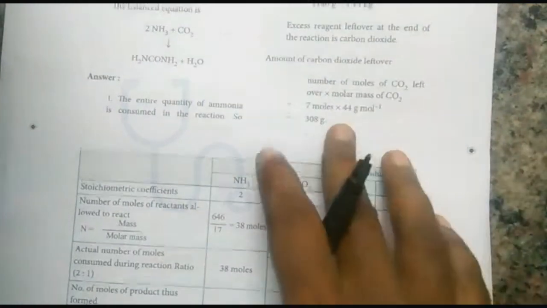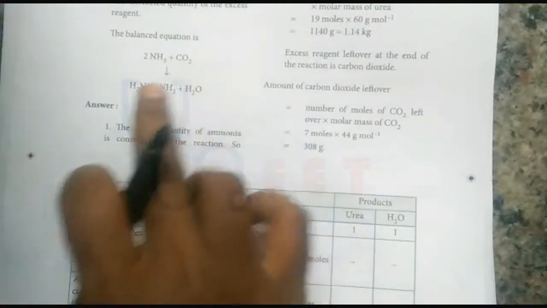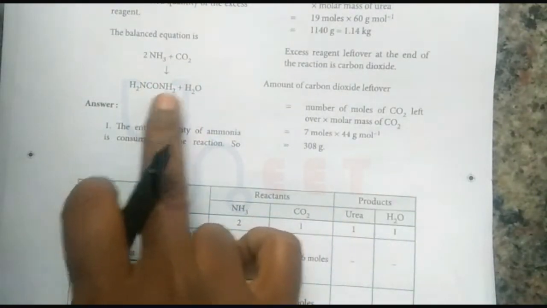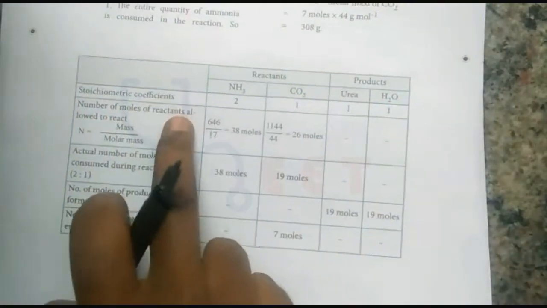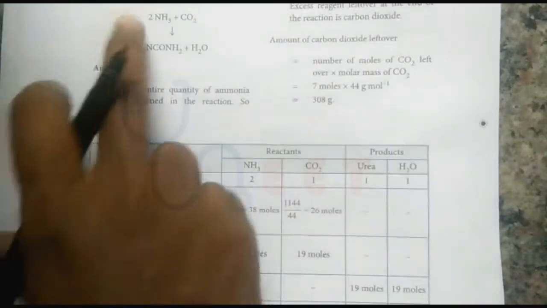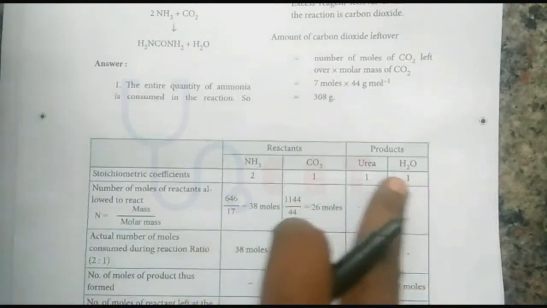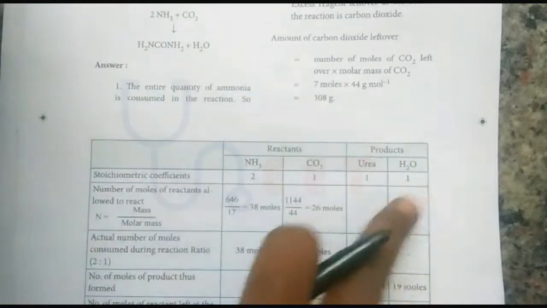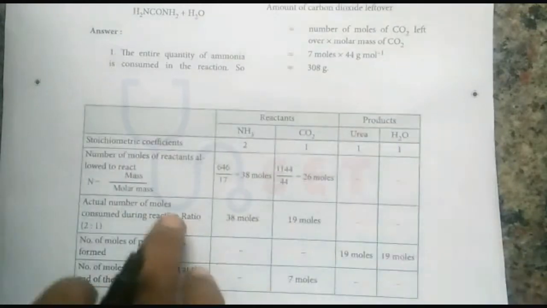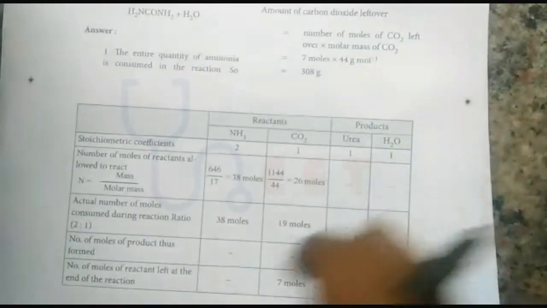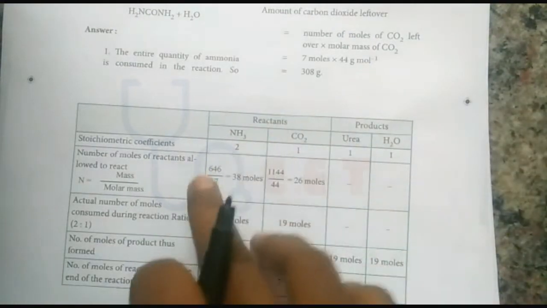Before framing the table, we have to balance the reaction. 2 moles of ammonia react with 1 mole of carbon dioxide to give 1 mole of urea and water. So the stoichiometric coefficient of ammonia is 2, carbon dioxide is 1, urea is 1, and water is also 1. Then the number of moles of reactant allowed to react. In our sum, they give the mass of ammonia, which is 646.